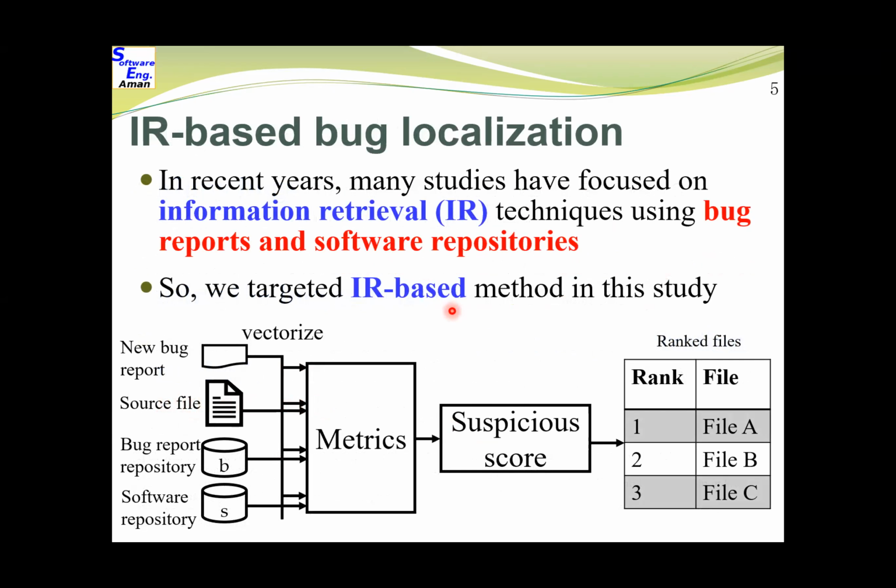And I explain about IR-based bug localization. In recent years, many studies have focused on information retrieval techniques using bug reports and software repositories. So we targeted the IR-based method in this study. This image shows examples of the IR-based bug localization method. A method vectorizes input data and gets metrics. Next, it calculates a suspicious score based on those metrics. And finally, we can get ranked files based on their suspiciousness.